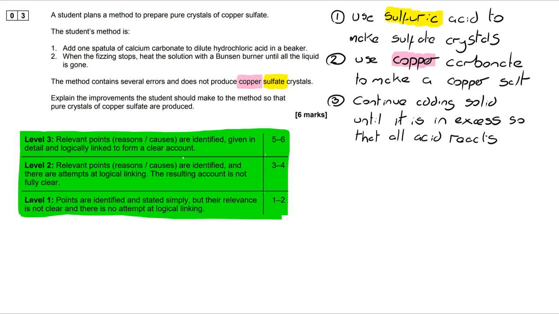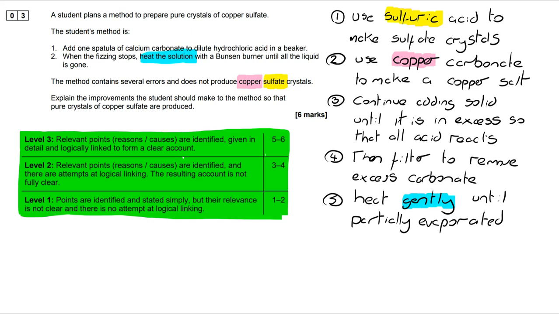So, as you will hopefully remember from the required practical, you continue adding the solid until the reaction stops, until it's in excess. Now, because you do that, you've got to remove the excess solid, and you do that by filtering to remove the excess carbonate.